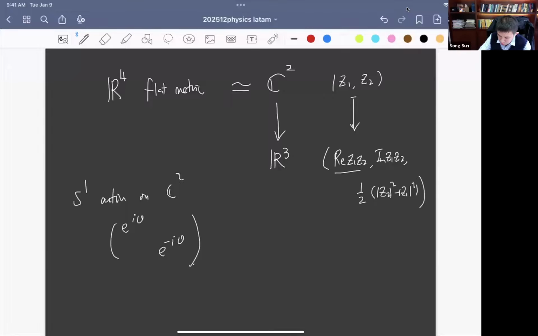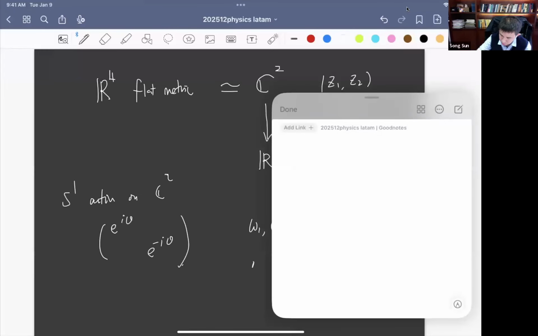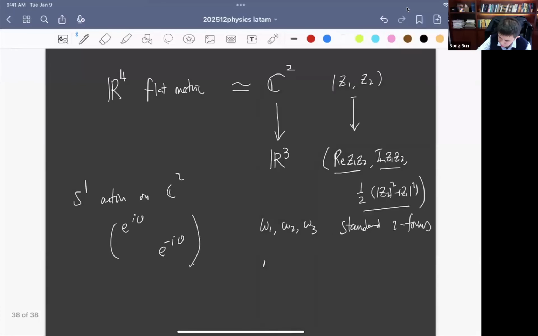These are not randomly chosen. They correspond to the following: on C2 we have omega 1, omega 2, omega 3, the standard hyperkähler triple of two-forms. And these objects are moment maps, hyperkähler moment maps. I don't remember which corresponds to which omega j. There might be some reordering, but it's a moment map.